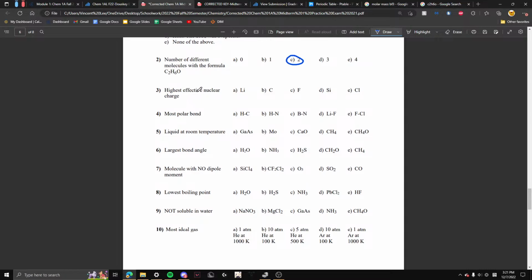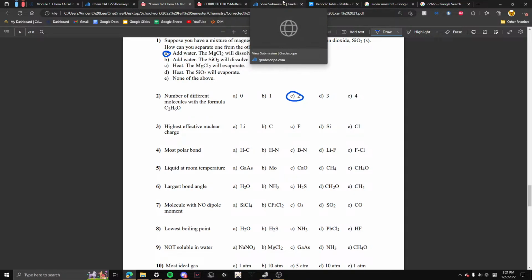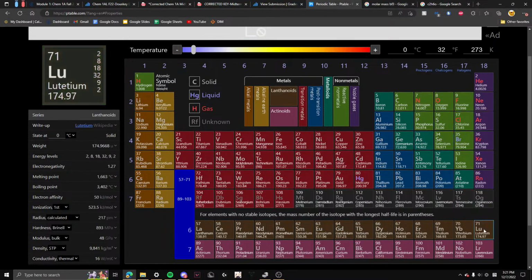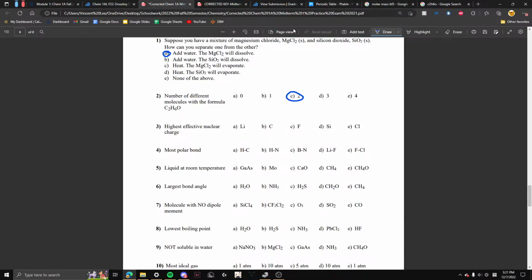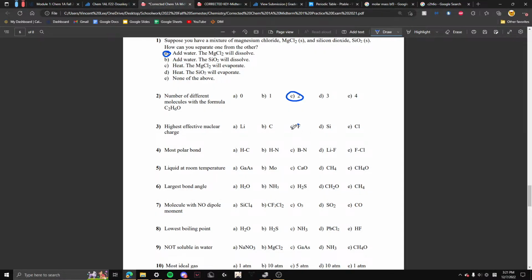Okay, highest effective nuclear charge. Effective nuclear charge. I would assume it would be here. Let me see, okay, it is fluorine, because fluorine is the most electronegative, which is all the way up here. So I'd assume it has the highest nuclear charge because it really wants electrons. But yeah, 3.98 for its electronegativity. It's really big.